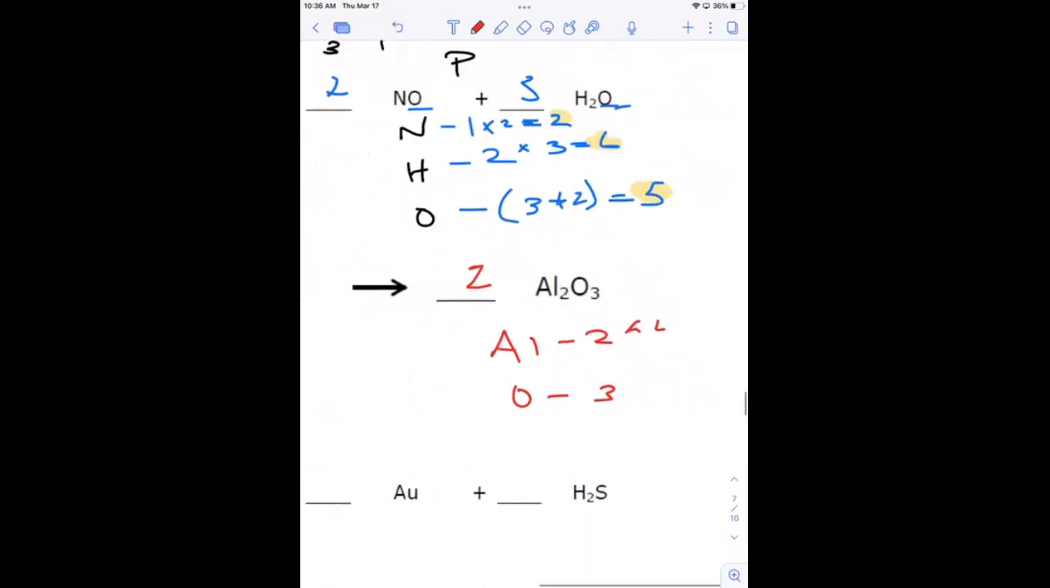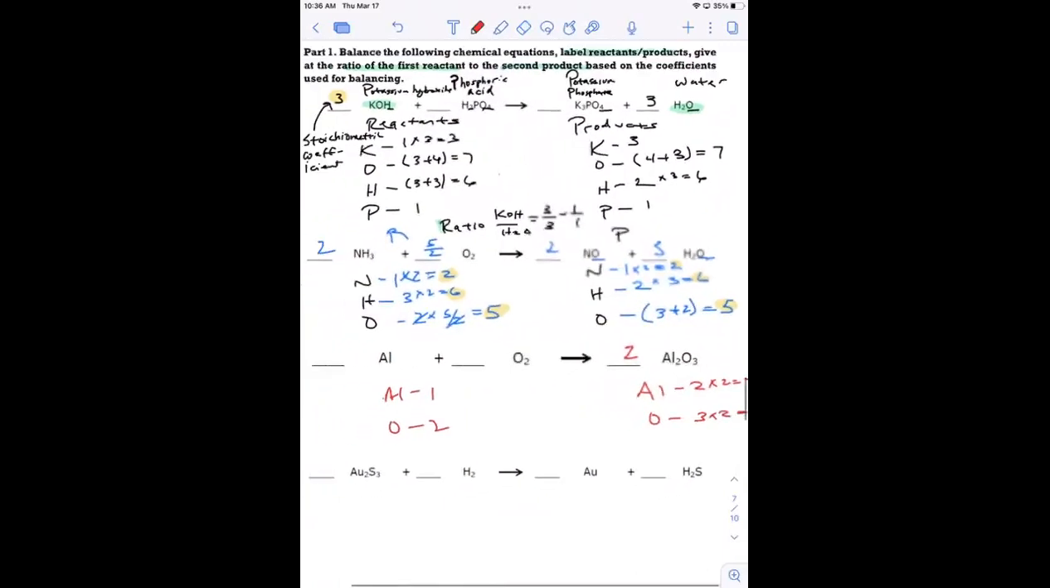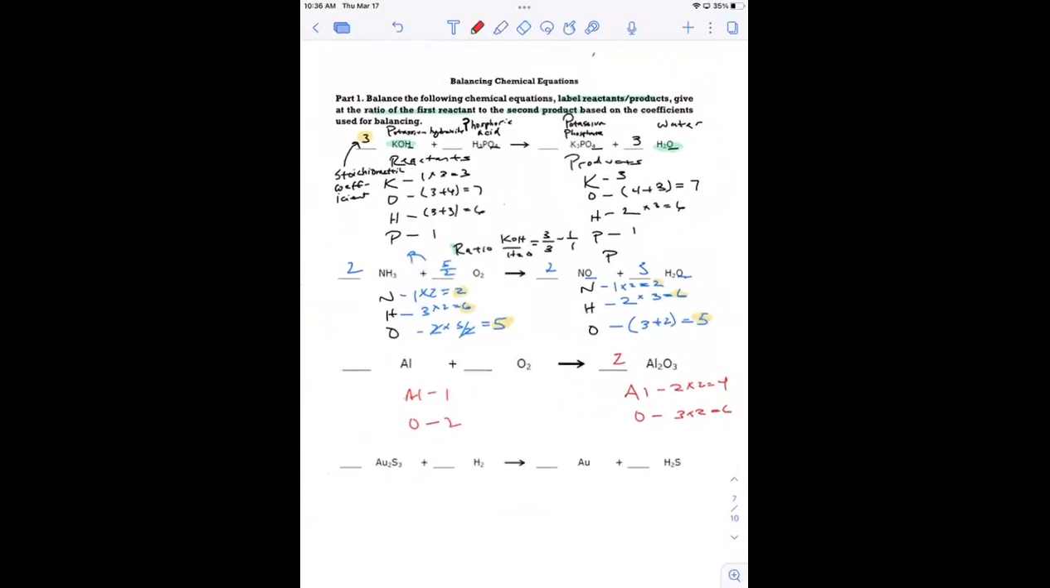Hold up. This is times 2 for 4, and this is times 2 for 6. Good. Now, on the other side, this is cake now, right? Because aluminum is by itself. So I can just put a 4 here and it doesn't change anything else except for aluminum. What do I need to do to oxygen to make it 6? Put a 3 in front of it. So now everything is balanced. This is times 4. This is times 3. And now everything is good.